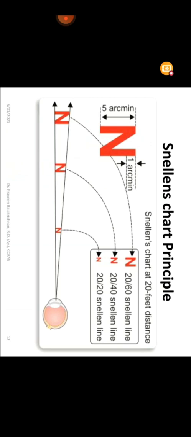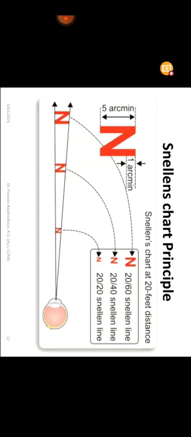All the letters that have been described on the Snellen's chart project a total angle of 5 arc minutes, which is individually a sum of 5 boxes, each 1 arc minute, stacked together. So you can see the biggest letter will give 5 minutes of arc on the eye. The smallest letter will also give a 5 minute arc on the eye.